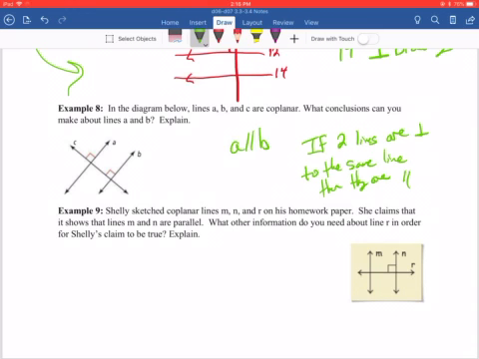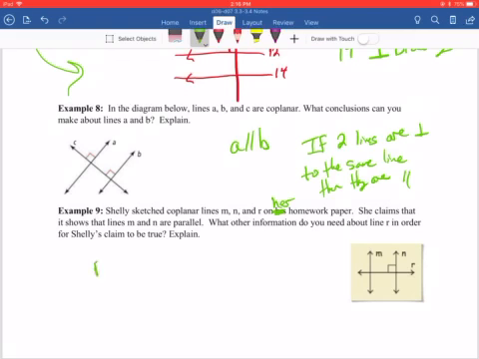All right, last example. Shelley sketched coplanar lines M, N, and R on her homework. She claims that it shows that lines M and N are parallel. You agree we can't say that? No. What other information does Shelley need to know? Chayton?